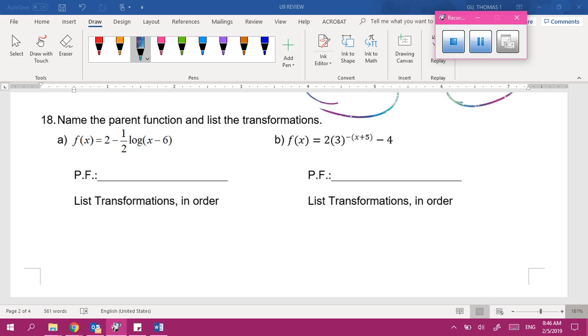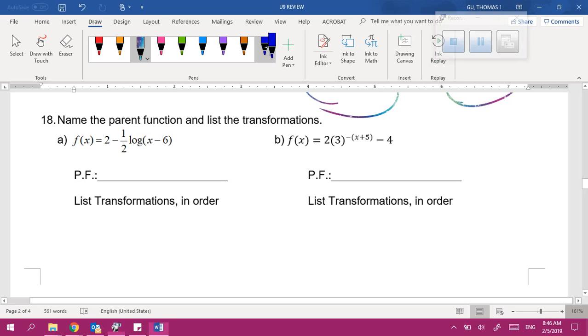Number 18, name the parent function and list the transformations. So the best thing to do is to list the transformations first, and then you'll see the parent function. So on 18a, something looks really weird here, and that is the random positive 2 at the beginning, right? To help you see something normal, you can move this positive 2 to the end, right? So if I move the positive 2 to the end, what do I have to write?